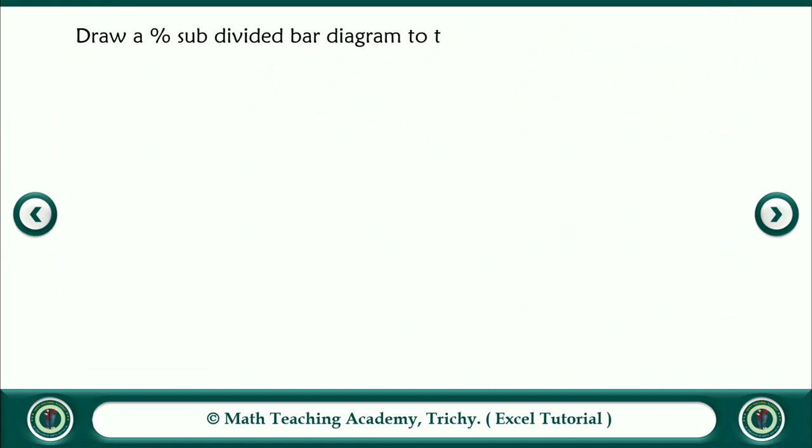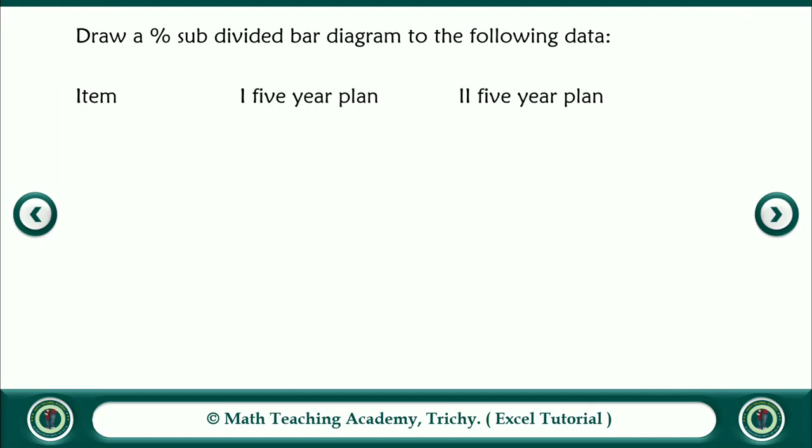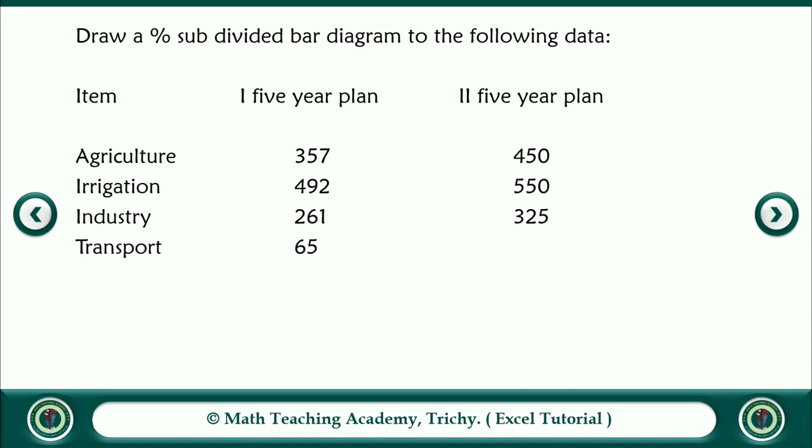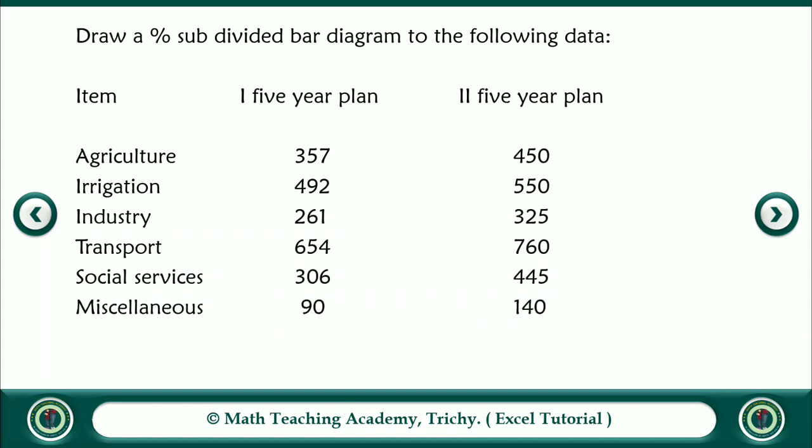Have a look at this example. Draw a percentage subdivided bar diagram to the following data. Here it has been given the item for first 5 years plan and second 5 years plan. The various items are agriculture, irrigation, industry, transport, social services, miscellaneous. So these are all the data they have given. Now we are going to draw a percentage subdivided bar diagram to the above data.